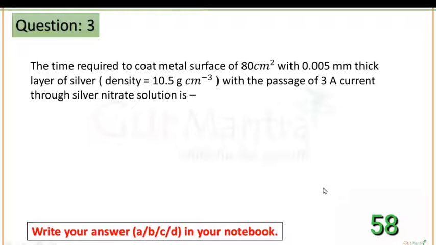The time required to coat a metal surface of 80 centimeter square with a 0.05 mm thick layer of silver, given the density 10.5 gram per centimeter cube, with the passage of 3 ampere current through the silver nitrate solution, is. Please do this question quickly.